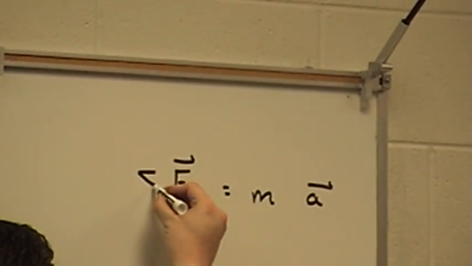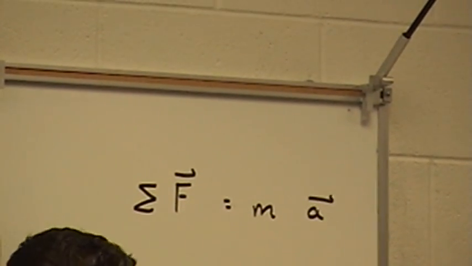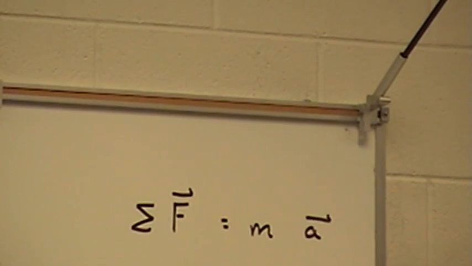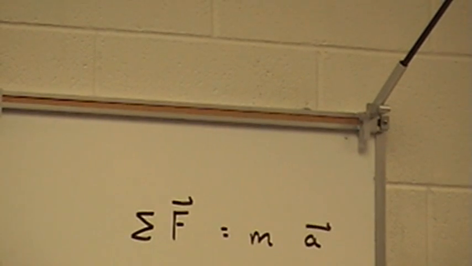Oftentimes you'll also see the sigma in front of the force. That just means the sum of all forces. That's a sum sign, sigma. But that's really F equals ma.